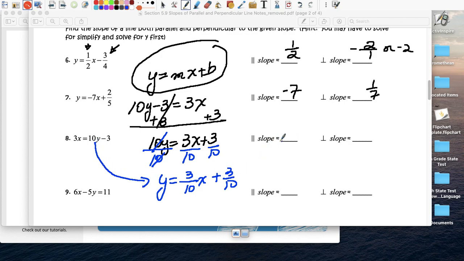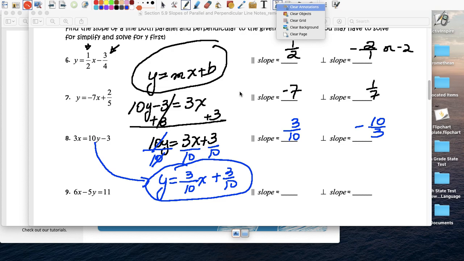And now I can answer the question. What is the slope of a line that's parallel to this guy here? Well, if they're parallel, they share the same slope. So it's 3 over 10. And if a line is perpendicular to that, then it would be the reciprocal, 10 over 3, but negative. So there are two steps. First, you have to rewrite the equation, and then you can figure out what the slope is.